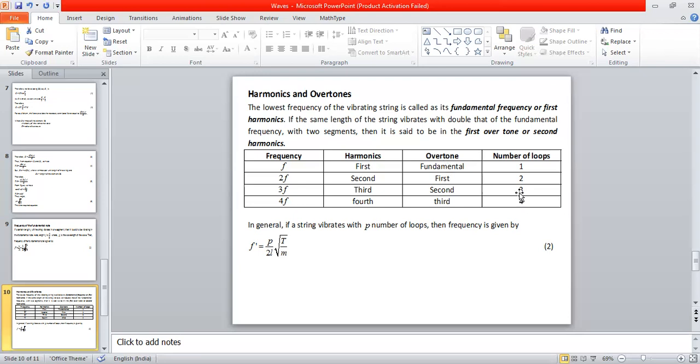If it is vibrating with three loops, it is called a second overtone. If it is vibrating with four loops, it is called a third overtone. Confusion ಮಾಡ್ಕೋಬೇಡಿ, ಇದು ಪ್ರಾಬ್ಲಮ್ ಮಾಡ್ಬೇಕಾದ್ರೆ ತುಂಬಾ ಕೇರ್ಫುಲ್. ಅದಕ್ಕೆ ಟೇಬಲ್ ಹಾಕಿದ್ದೀನಿ. ಡಿಫರೆಂಟ್ ಮೋಡ್ಸ್ ನ ಓವರ್ಟೋನ್ ಅಂತಾನೂ ಕರಿತೀವಿ, ಹಾರ್ಮೋನಿಕ್ಸ್ ಅಂತಾನೂ ಕರಿತೀವಿ.